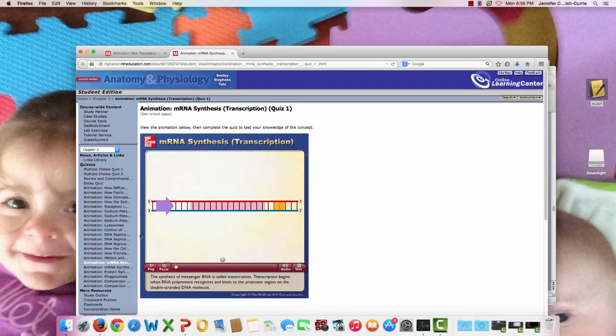Let's take a quick look at an animation. The synthesis of messenger RNA is called transcription.